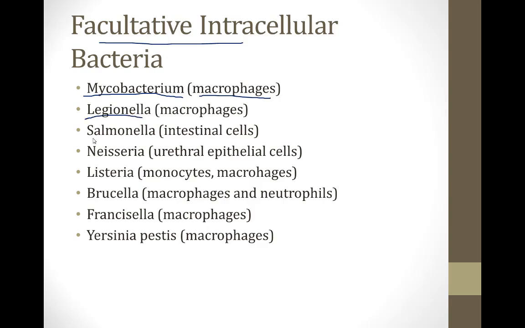This includes Legionella, Salmonella, Neisseria, Listeria, Brucella and Francisella and Yersinia, which are all zoonotic infections, meaning they come from animals and infect humans. And you'll notice that many of these bacteria live inside of macrophages, and that's because the macrophages try to phagocytose them and kill them, but the bacteria have developed ways to evade that, and therefore they can live inside the macrophages for a period of time.